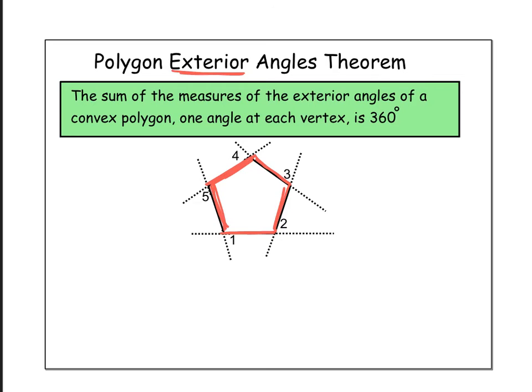If you can imagine the sides continuing on where the dotted lines are, you get these 5 exterior angles as well. And the theorem says that the sum of the measures of the exterior angles, if there's one angle at each vertex, as shown, is 360 degrees. So if we were to add up the angle measures, angle 1 plus angle 2 plus angle 3 plus angle 4 plus angle 5, the sum would be 360 degrees. Okay, so let's see if we can put that to use and do some problems with it.